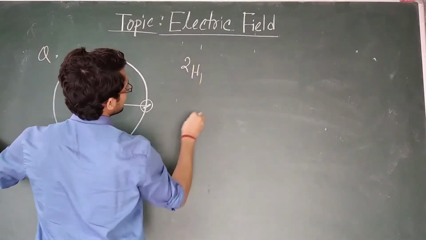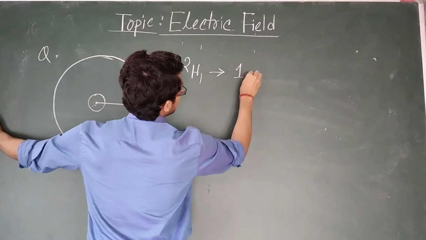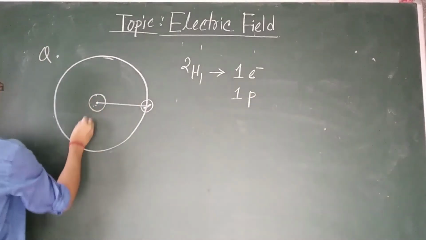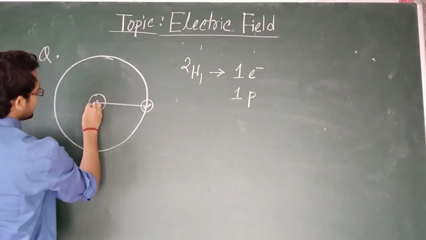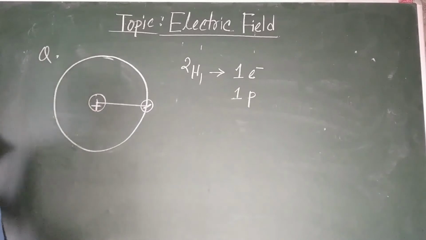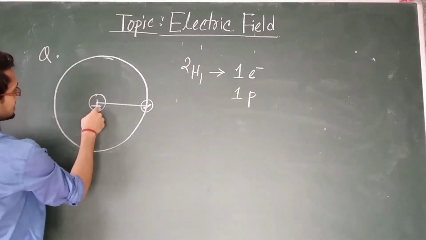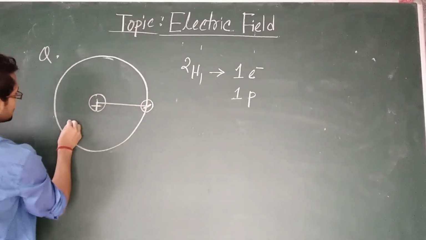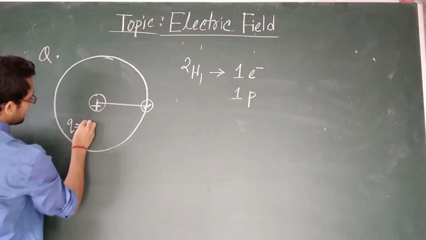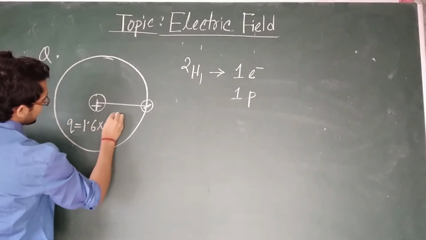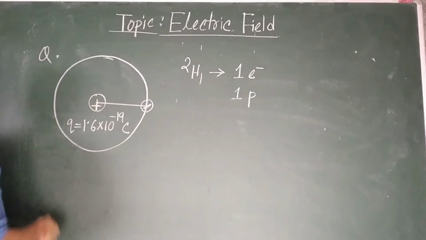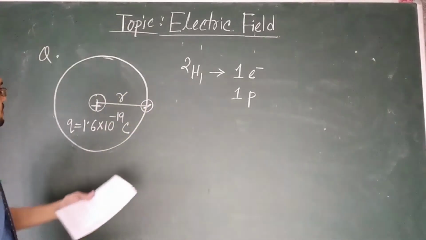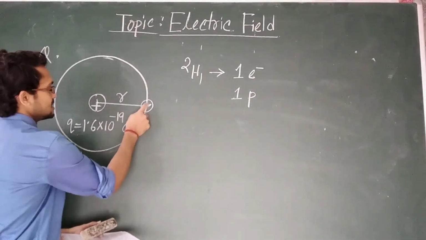Hydrogen is 1H1, meaning 1 electron and 1 proton. So inside the nucleus there is only 1 positive charge, the charge of the proton, which equals the charge of the electron. So Q will be 1.6 into 10 to the power minus 19 Coulomb, positively charged. This distance is given, it is the radius of the orbit. We have to find the electric field intensity at this point.